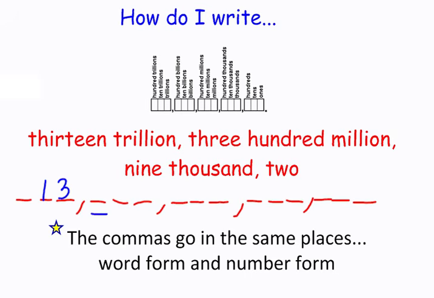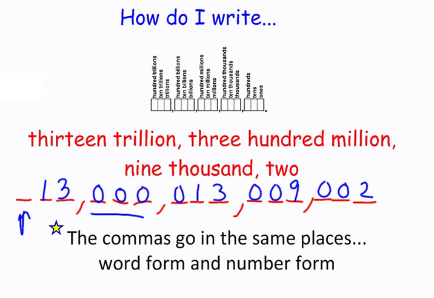Now, we don't have any billions. So 13 million would go right here. 9,000, 2. And then you just fill in any of these open spots here with zeros. And again, you don't need a zero there. So that would be 13 trillion, 300 million, 9,002. And that's how you can convert large numbers that are in word form to number form.